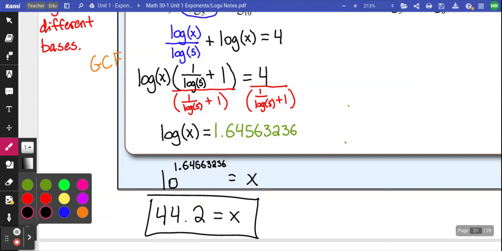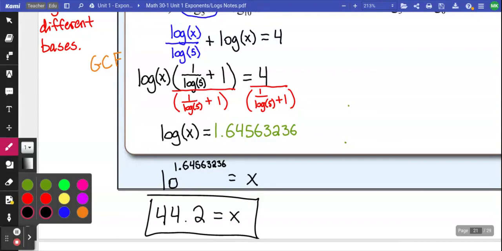Yes, sir. How do we go from log to just text? How do I go from here to here? So this is base 10, right? Yeah. So I changed it to exponential form. Okay. Base of the power, this switched over, argument switched over.